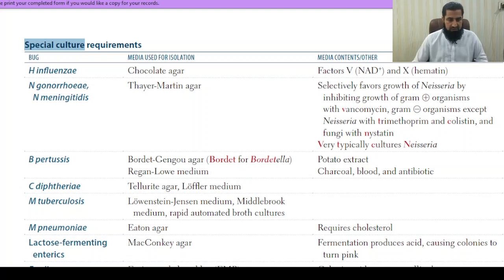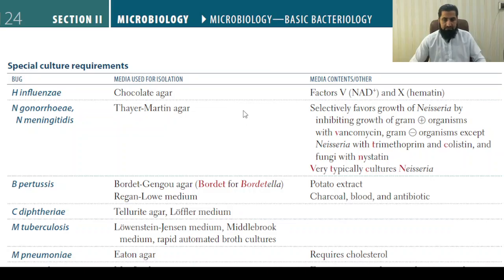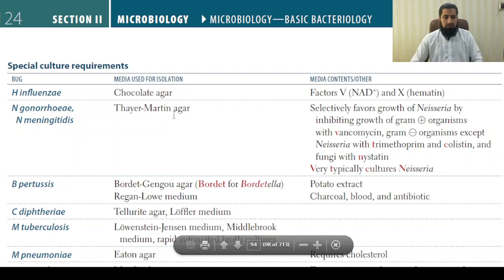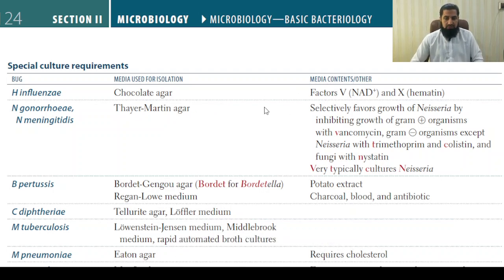The medium used for isolation of H. influenzae is chocolate agar. The media contents of chocolate agar are factor V, NAD plus, and factor X, hematin.